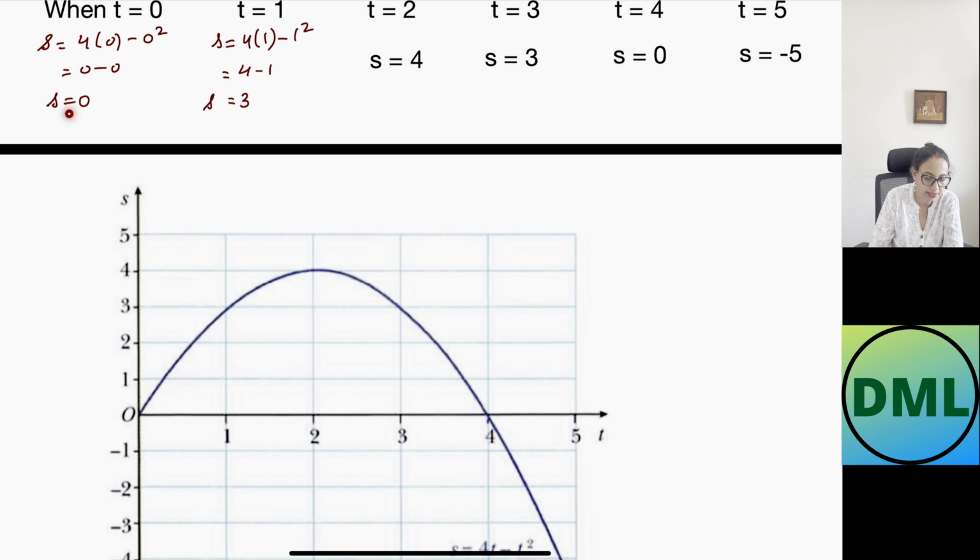When t is equal to 0, s is equal to 0. So my point is here. When t is equal to 1, s is equal to 3. So this is the point here. When t is equal to 2, s is equal to 4.